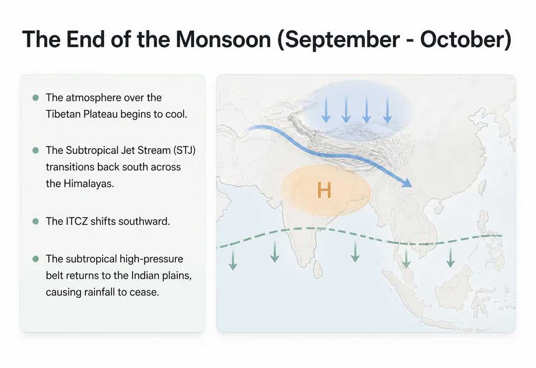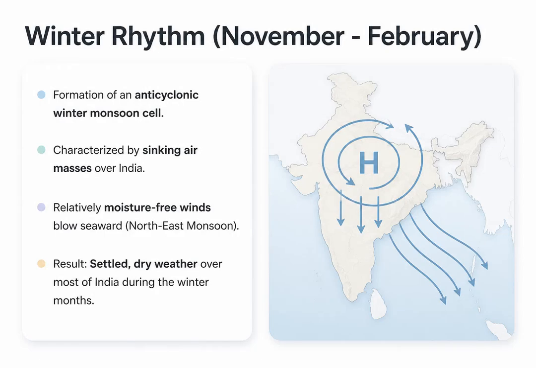As we move into September and October, the season begins to wind down. The massive Tibetan Plateau starts to cool, losing its intense low-pressure vacuum. This cooling allows the subtropical jet stream to transition back to its winter position, south of the Himalayas. Simultaneously, the ITCZ shifts back towards the equator. Consequently, the subtropical high-pressure belt returns to the northern Indian plains, effectively shutting off the moisture supply and causing the monsoon rains to cease. By November, the winter rhythm is fully established.